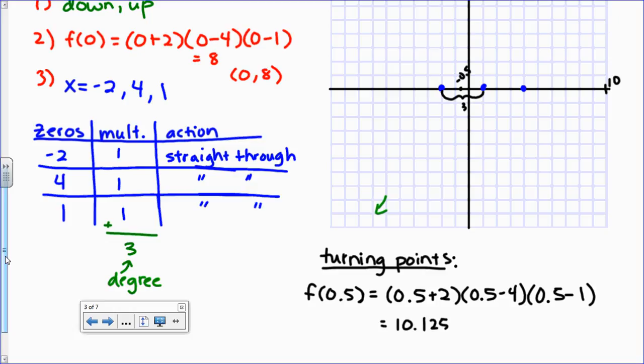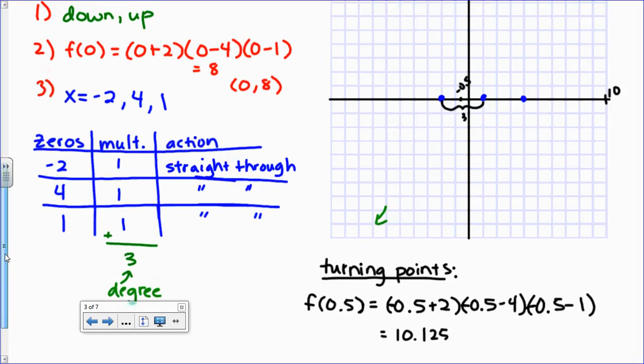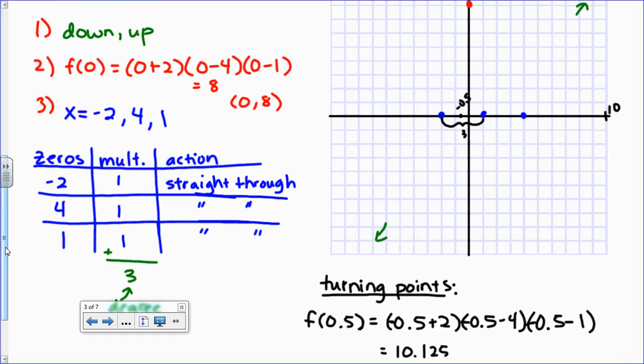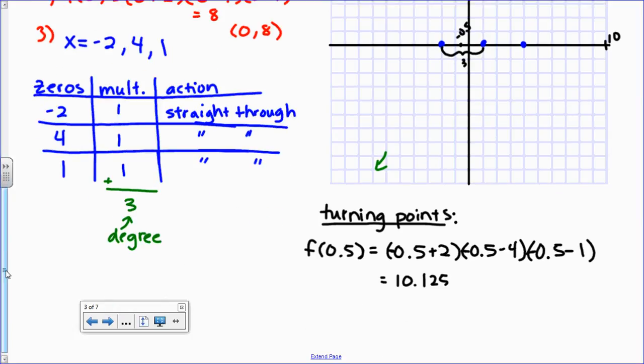Yes, it should be -0.5. That could be our problem. Thank you. Do we get 10.125 now? Okay, so yeah, sorry, that was my fault. -0.5, 10.125. Okay, so that's where I'm going to turn back around.